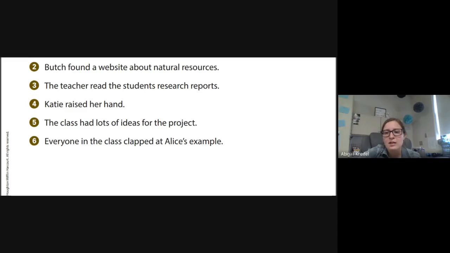Nolan, you're correct on your subject, not your predicate, though. Evan, you are correct on your subject, but not your predicate. Julian, you're correct. In case you're in the chat, the predicate is had. They had lots of ideas. And class is the subject. That one is a little bit trickier, but good job. Class is the subject. P is had.